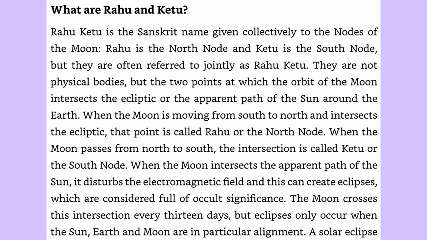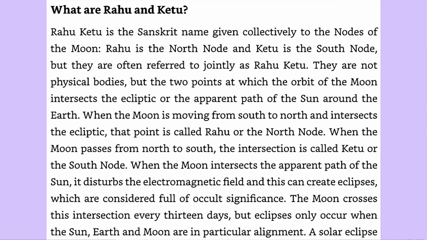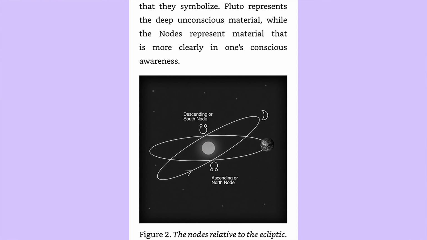Then she goes on to continue, what are Rahu and Ketu? Rahu Ketu is the Sanskrit name given collectively to the nodes of the moon. Rahu is the north node, Ketu is the south node. And so you may see astrologers refer to Rahu or Ketu, they're referring to the north node and south node. These are the names in Sanskrit. And so when the moon is moving from the south to the north and it intersects the ecliptic, that's Rahu, right? When the moon's path is rising up to go above the ecliptic, this is the ascending node or the increasing node. And when the moon's path goes below the ecliptic, the moon is decreasing or going under the ecliptic. That's Ketu, or the decreasing node or descending node, south node.